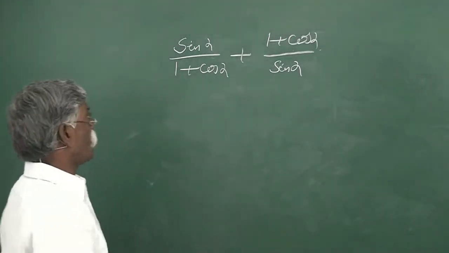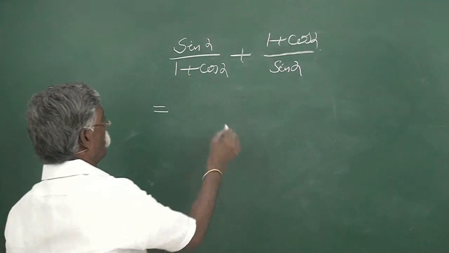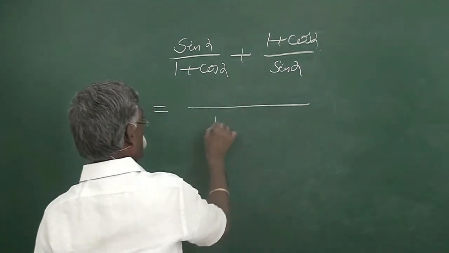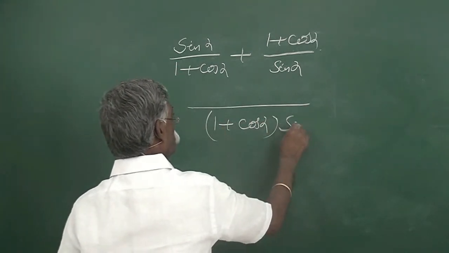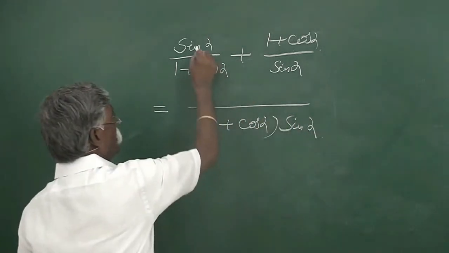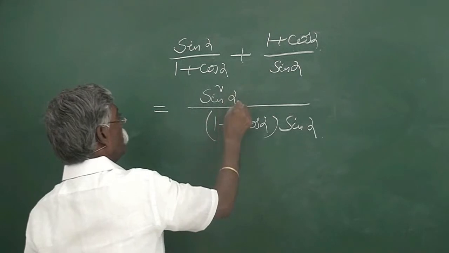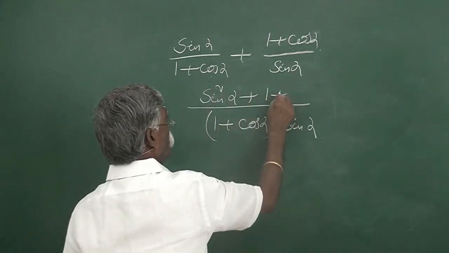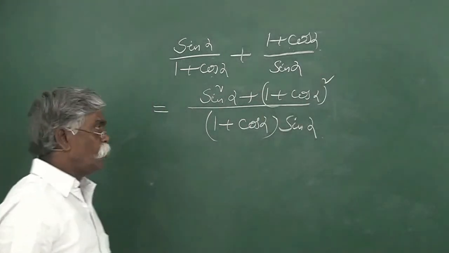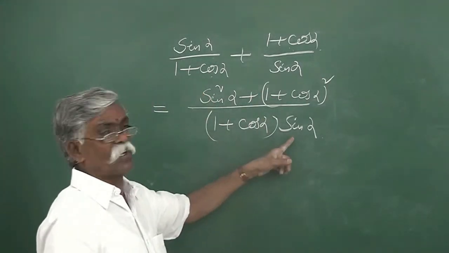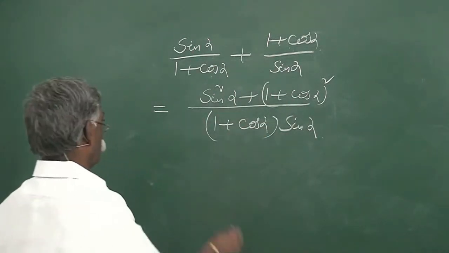Sin alpha by 1 plus cos alpha plus 1 plus cos alpha by sin alpha, the LCM is 1 plus cos alpha into sin alpha. This gets multiplied with this and becomes sin square alpha, plus this into this is 1 plus cos alpha whole square. So 1 plus cos alpha sin alpha LCM, this is sin square alpha into 1 plus cos alpha whole square.